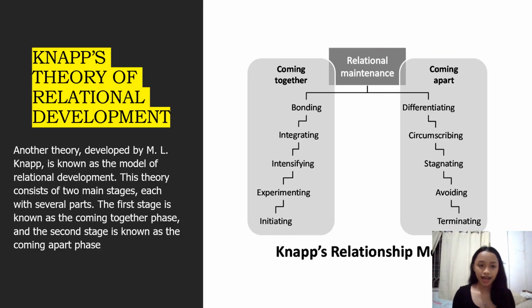So let's proceed to Knapp's theory of relational development. Another theory, developed by M.L. Knapp, is known as the model of relational development. This theory consists of two main stages, each with several parts. The first stage is known as the coming together phase, and the second stage is known as the coming apart phase. So first, the initiating.